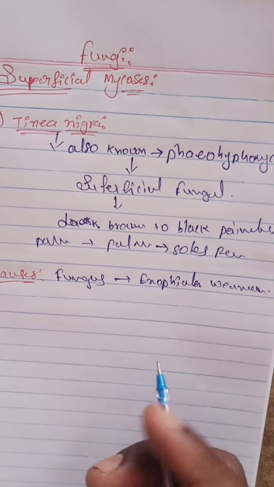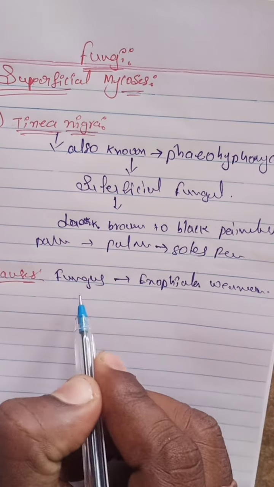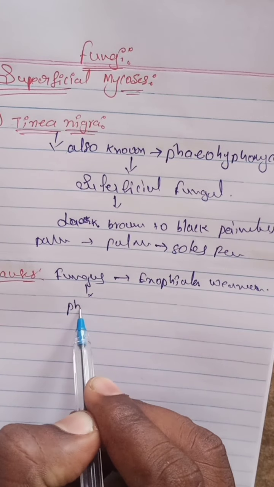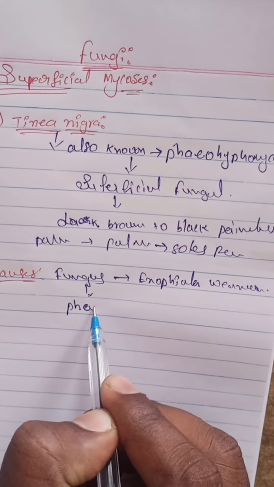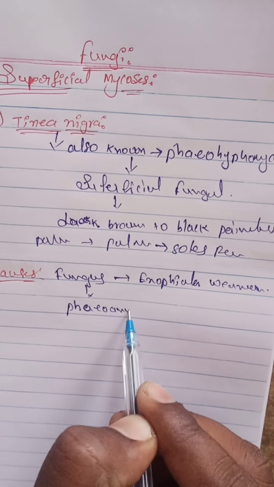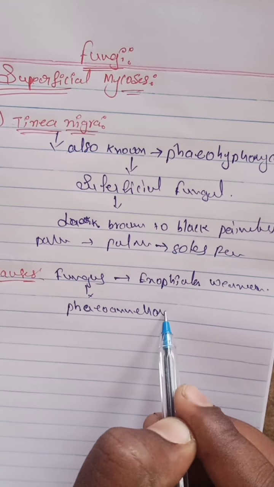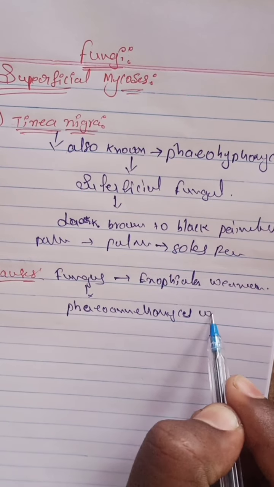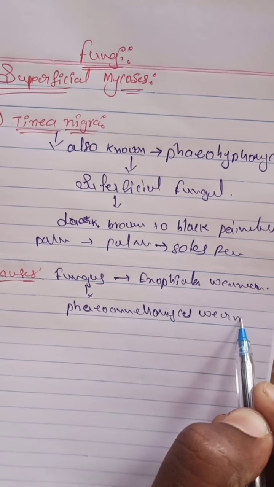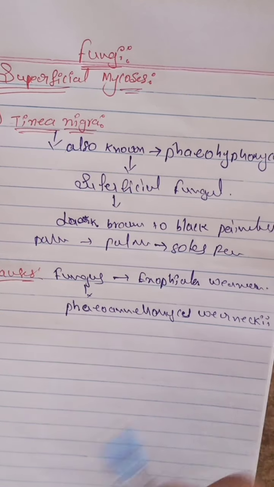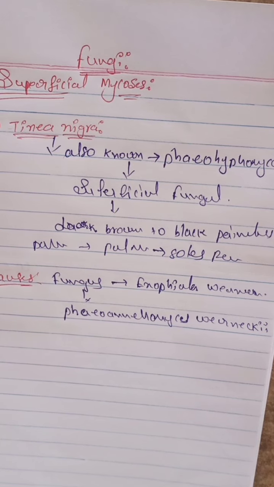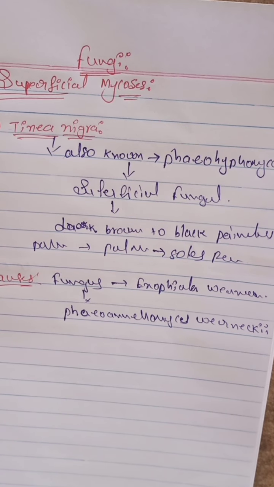So what is the exact fungus? The exact fungus is Hortaea werneckii. This is the organism that causes tinea nigra. These types of patches are identified on the palm and sole.